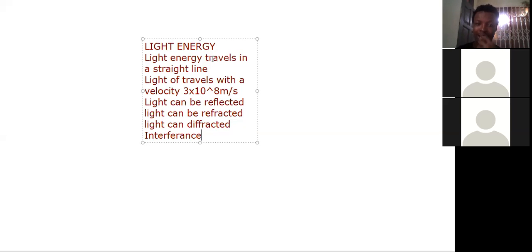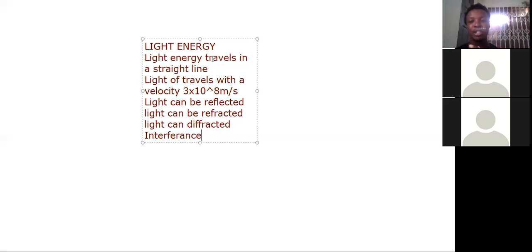Number two, light energy travels with a speed of 3 by 10 raised to the power 8 meters per second. What this statement means is that, you realize that the unit is meters per second, light energy travels 3 by 10 raised to the power 8, which we can say is 300 million, in just a second. So light energy is able to travel a distance of 300 million in just a second. I hope you get my point.